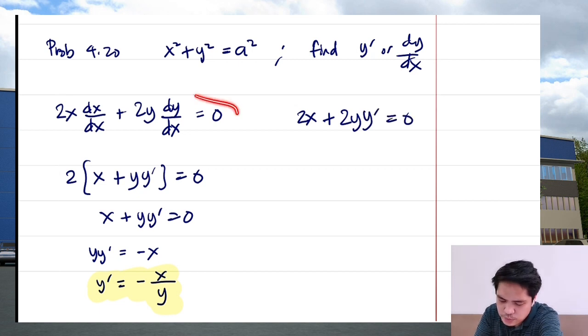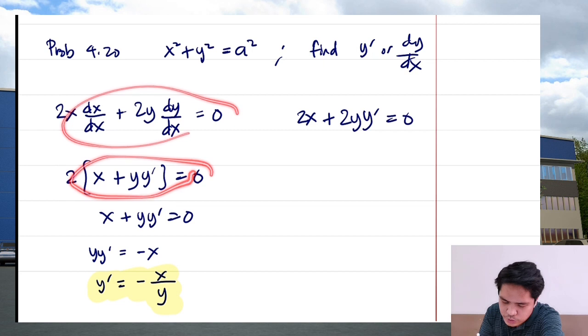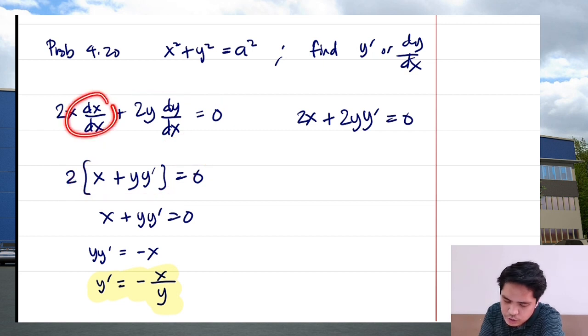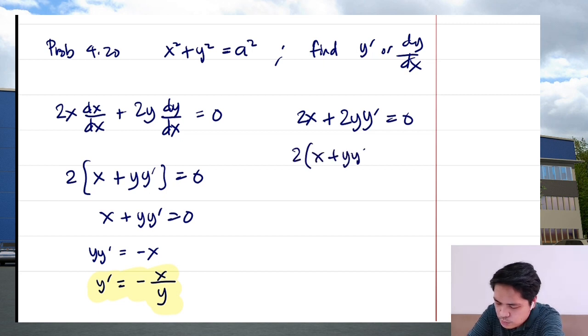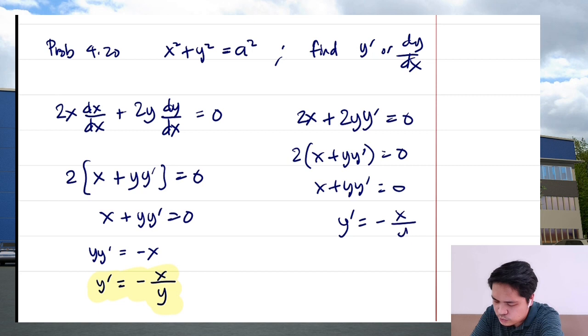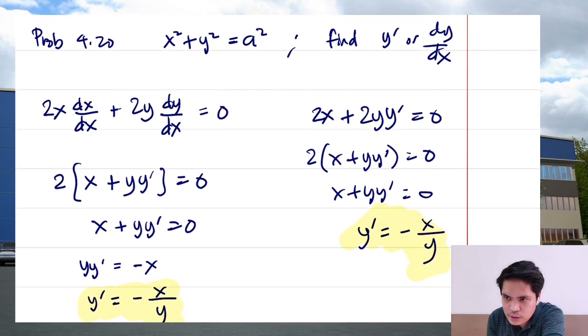So we skipped that whole process, and the solution is already shorter. So, you factor out 2: x plus y prime equal to 0. Then y prime is negative x over y. Okay? So that is how we solve implicit differentiation. It's really easy. Now you know the details of the solution.